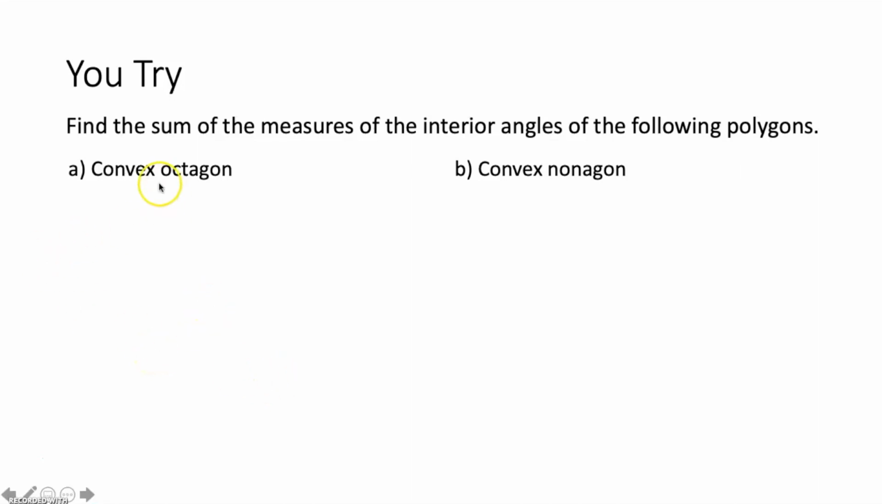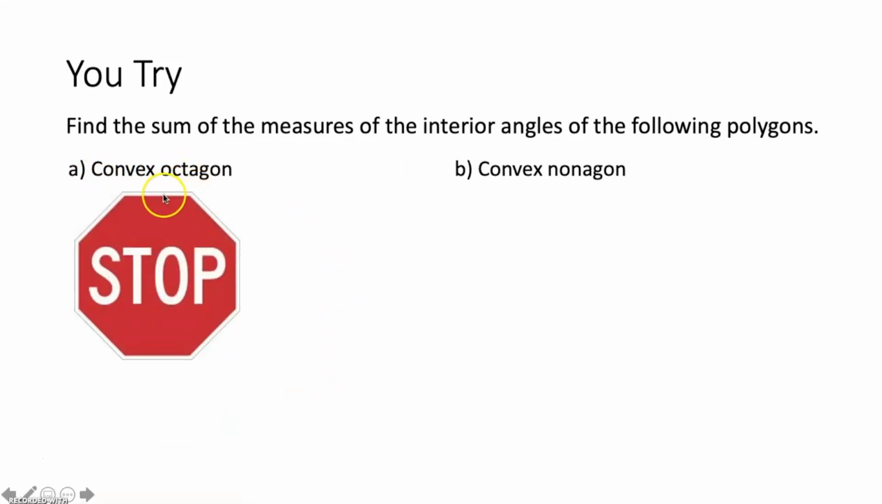Okay, doing the same thing here. So first we have a convex octagon. Convex means all the angles are going to be pointed outward. Octagon means it has 8 sides. So sure, a stop sign. Why not? It has 8 sides, all the angles are pointed outward.